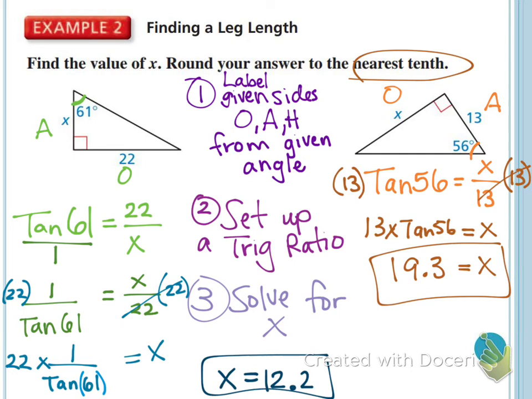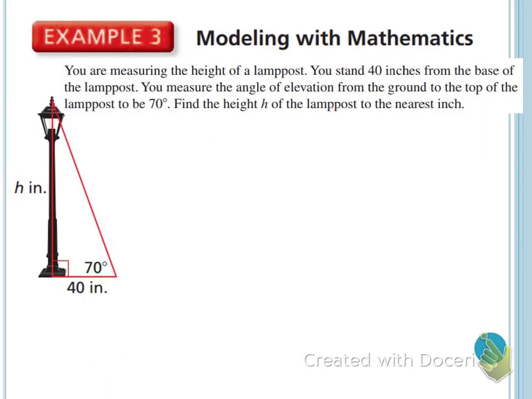All right, we're doing one more together. It is a word problem, putting it in quotes. They gave you the picture. We're just describing it. You're measuring the height of a lamppost. You stand 40 inches from the base of the lamppost. You measure the angle of elevation, a term we'll talk about later, from the ground to the top of the lamppost to be 70 degrees. Find the height of the lamppost H. So you can do this without pulling out a measuring tape and measuring it. You can use trigonometry.